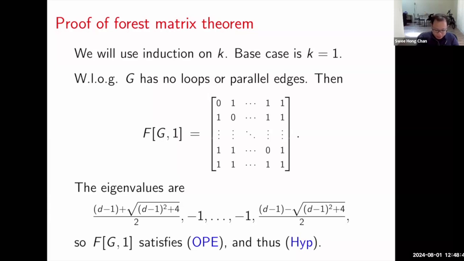They pop up these numbers. The first one is certainly a positive number. The next few ones are minus ones, so they are negative. The last one is (d minus 1 minus the square root of (d minus 1) squared plus 4) over 2. This is something around minus 1, but a little bit bigger than that, like minus 1.1, depending on how big your d is. In particular, this means that this matrix has at most 1 positive eigenvalue. And by the equivalence that we know, this matrix satisfies the hyperbolic property. So that proves the base case.